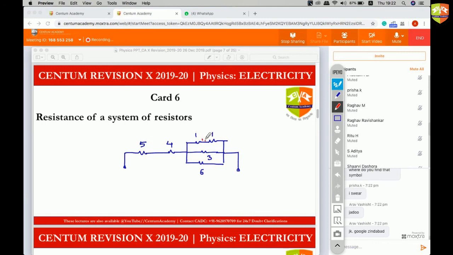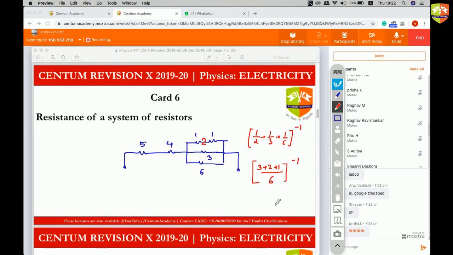For those who couldn't answer, I am just explaining it quickly. These two are in series, will respond as two. These three are in parallel, so 1/2 plus 1/3 plus 1/6 whole to the power minus 1. 6 being the LCM, 3 plus 2 plus 1 over 6, to the power minus 1, so 1. Then 5, 4 and this 1 are in series, which equates to 10 ohm.